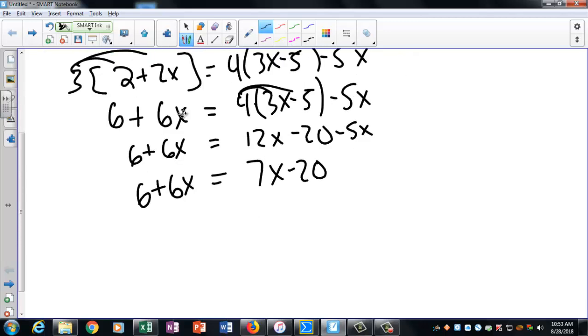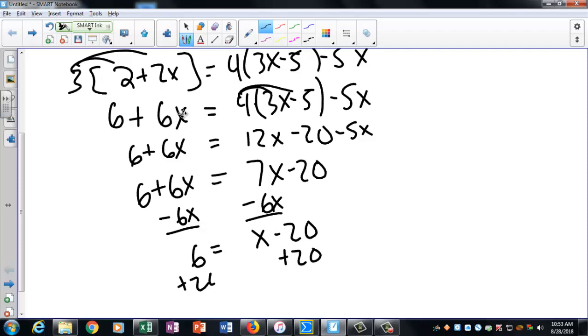All right. From here, we'll subtract 6x. We'll subtract 6x. 6 is equal to x minus 20. We'll add 20 to both sides. And we'll get x equals 26.